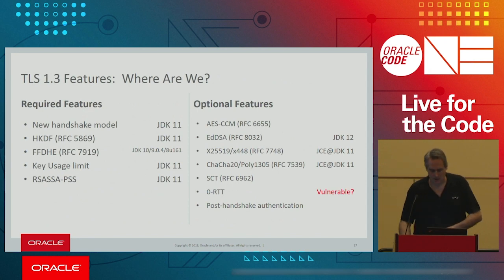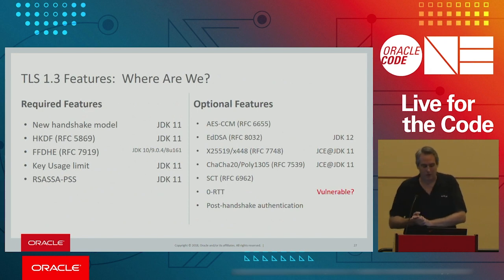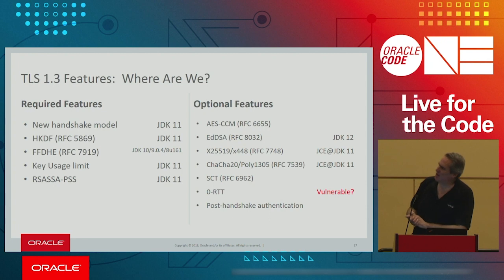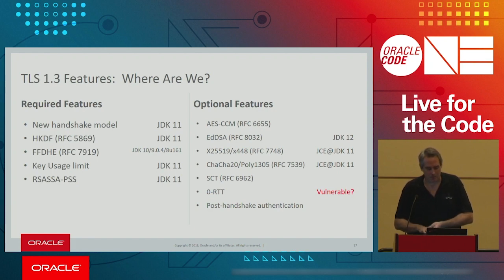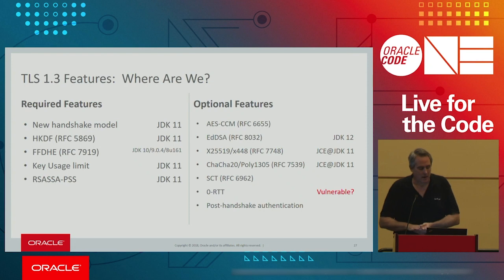Where are we in the features? Well, the required things, the handshake model wasn't really required, but we did it anyway because it made everything else a lot easier to implement. The HKDF, it's a key derivation function based on hashes. That was required.